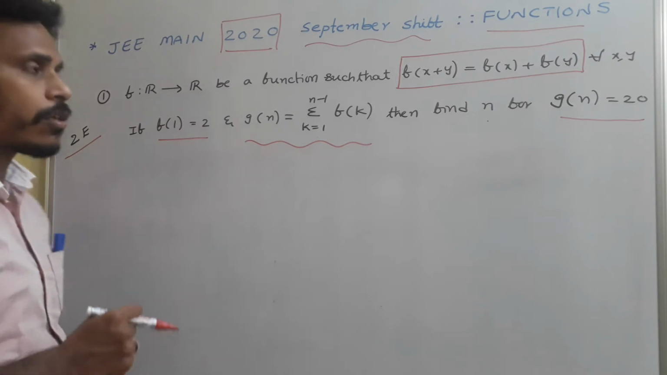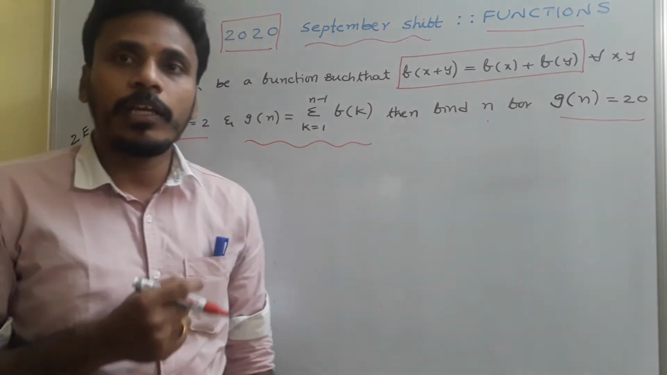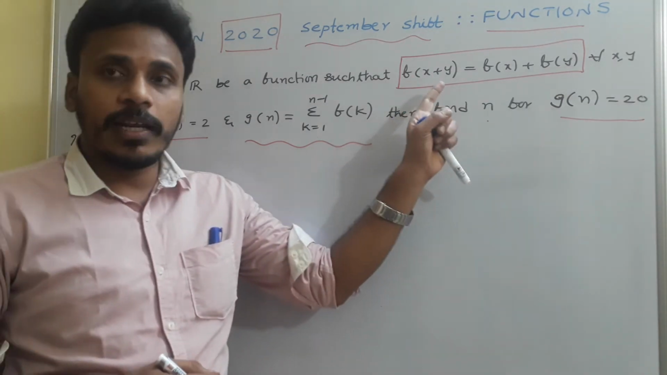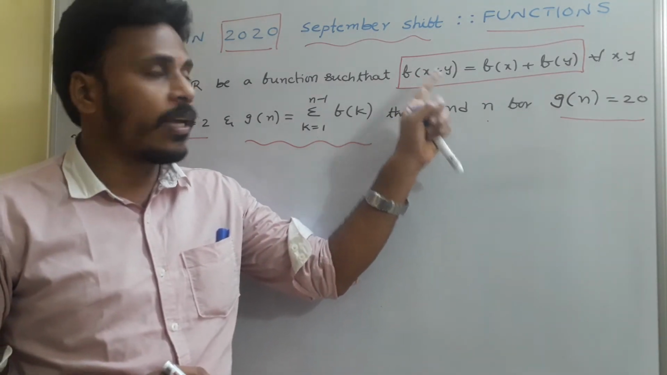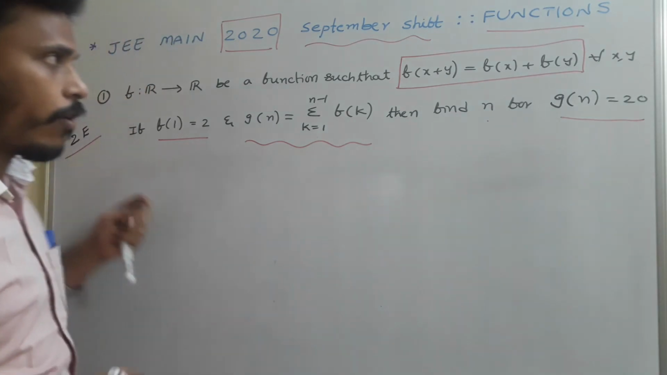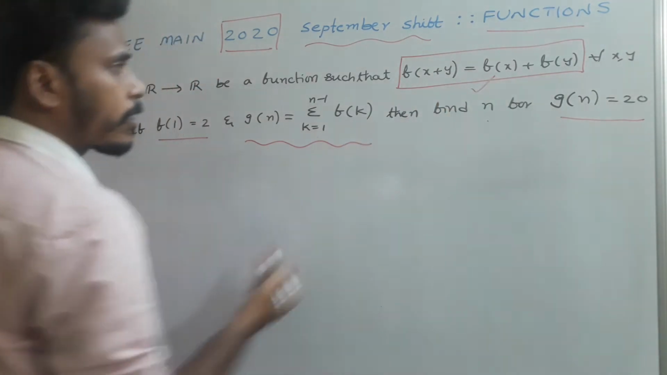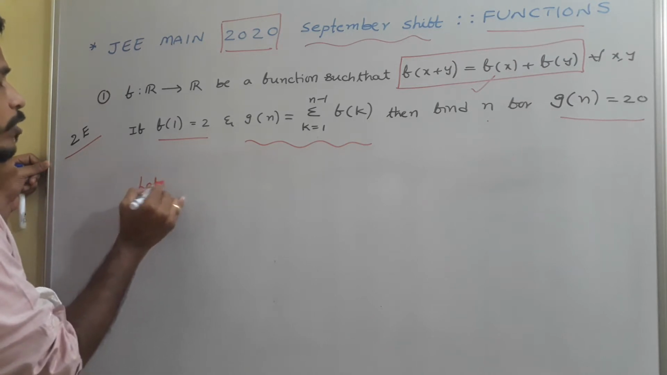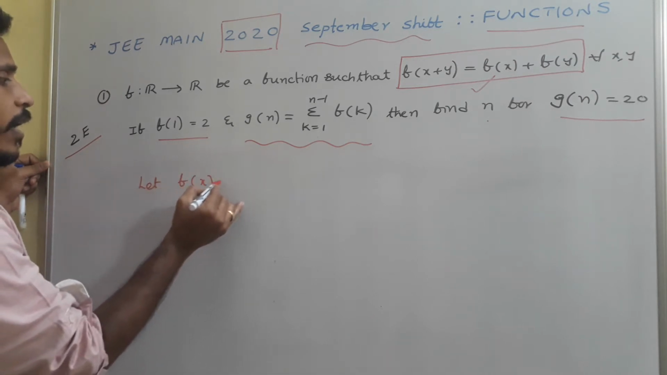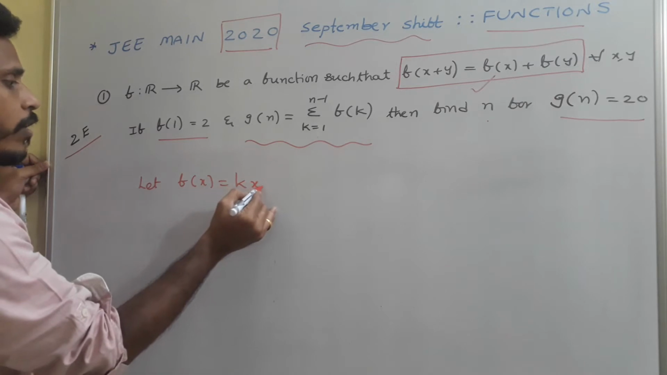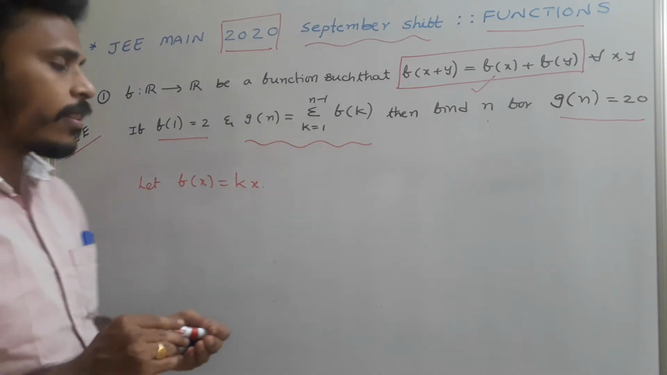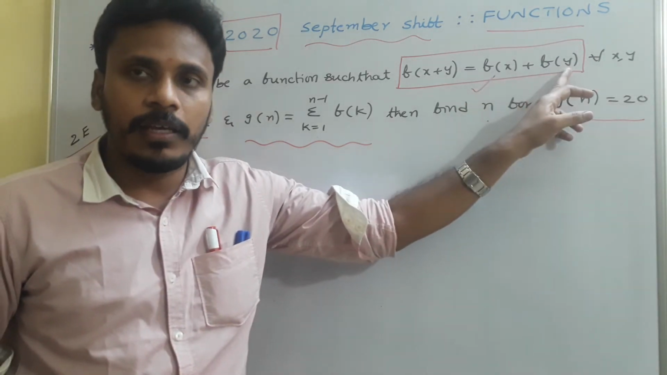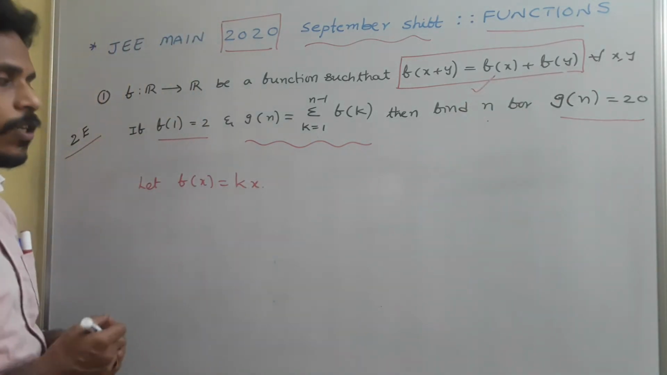First of all, our task is identifying the function from the given functional relation. The given functional relation is f(x+y) equals f(x) plus f(y). So you just let the function be kx. This is again a standard functional relation. We know the form of the function is k times x. So kx plus ky is k times (x+y), satisfying the relation.